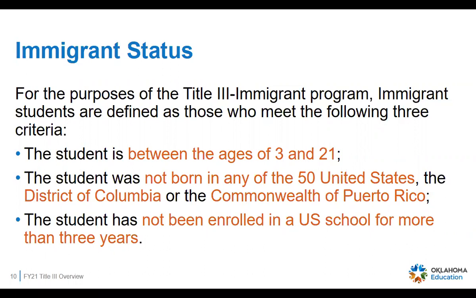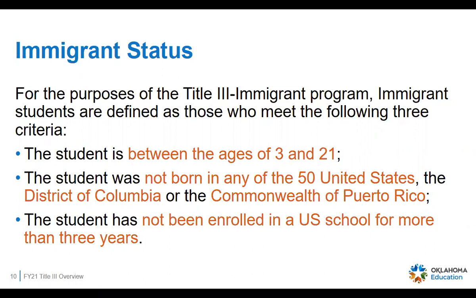And I added this slide to today's presentation because we have discovered a number of discrepancies between information provided in the WAVE about students and the numbers of students who are identified as immigrants, that there seem to be a lot of students who either should be identified as immigrant and aren't being identified, or perhaps that are being identified and should not. So for the purpose of Title III, these are the 3 criteria for defining who is an immigrant student.